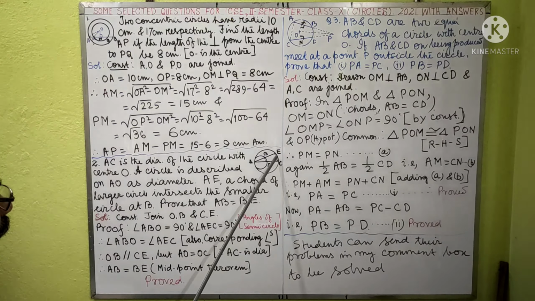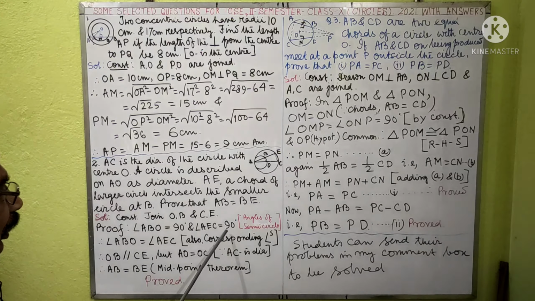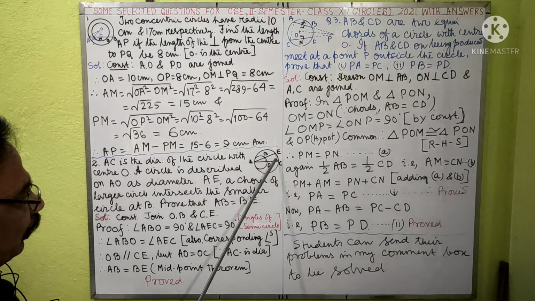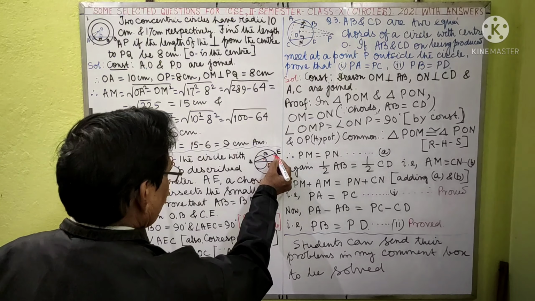Now the proof. Angle AOB equals 90 degrees and angle AEC equals 90 degrees, because these are semicircular angles. This is semicircular. Similarly, this is also semicircular. So this is 90 degrees, as semicircular angle is 90 degrees. These are 90 degrees.